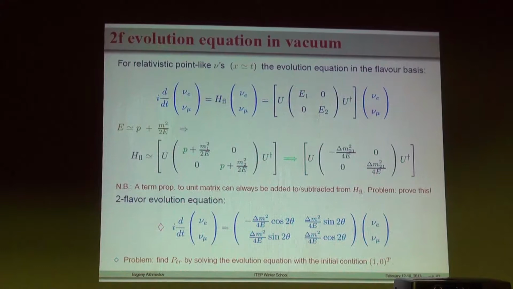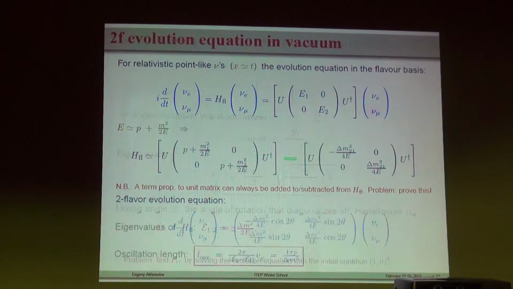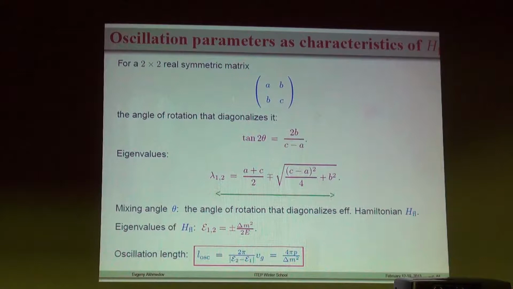Now, what about the eigenvalues? The eigenvalues are given again by this expression, and if you calculate them, you find that they're equal to plus or minus delta m squared over 2E, after I subtracted this common term on the diagonal of the effective Hamiltonian. And the oscillation length, in general, is given by 2 pi divided by this difference of the eigenvalues, which immediately gives us the standard oscillation length.